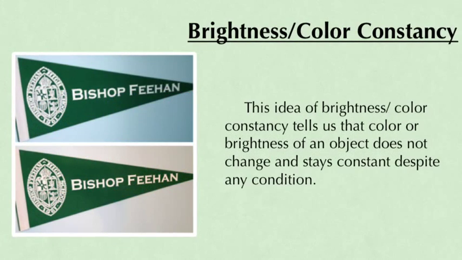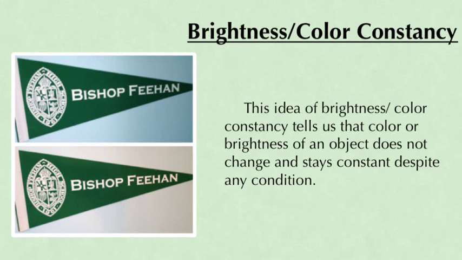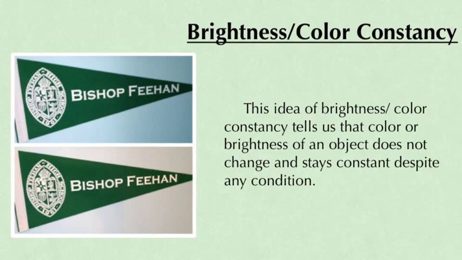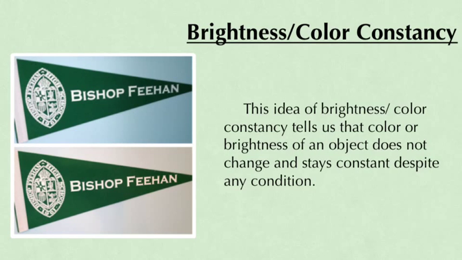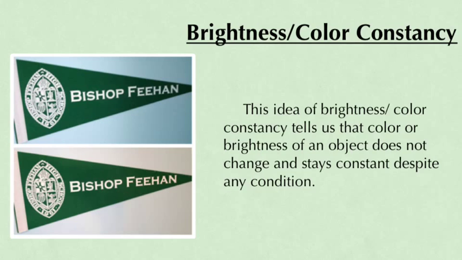This idea of brightness-color constancy tells us that color or brightness of an object does not change and stays constant despite any condition, like turning the lights on and off. In this example, the same flag is shown. In the top picture, the lights are off, and in the bottom picture, the lights are on. From this image, you can see that the flag and even the wall color do not change dramatically. Brightness-color constancy influences and affects our perception because it allows us to see color without it changing in different conditions.